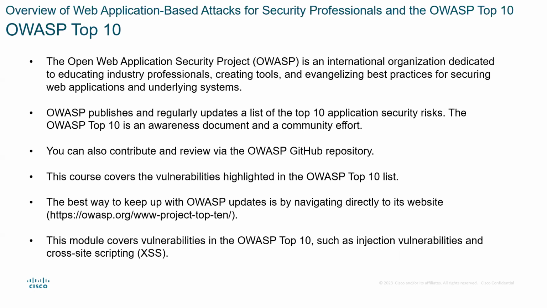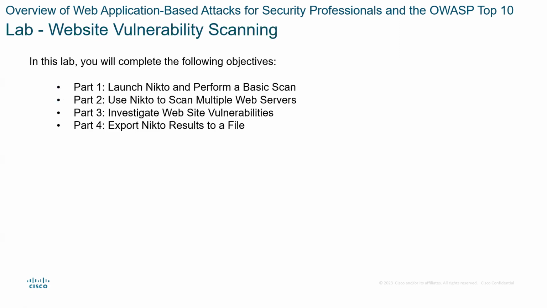So typically it's like, we noticed this thing that was good in January is not working anymore, so let's update the list. The best way to keep up with OWASP updates is by navigating directly to their website, and that's the website. And there are 10 of them, right? I read them out to us yesterday. So this particular module covers vulnerabilities in the OWASP top 10, such as injection vulnerabilities and cross-site scripting. So let's dive into it.